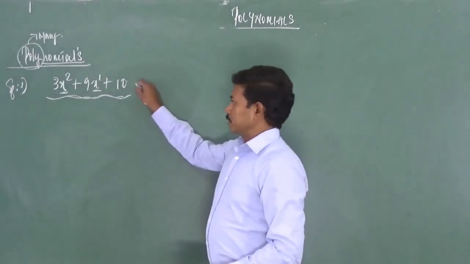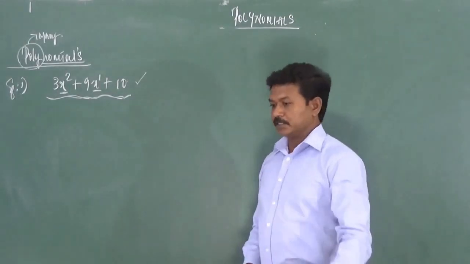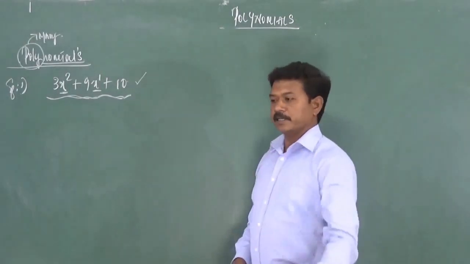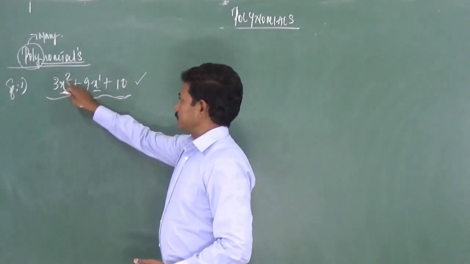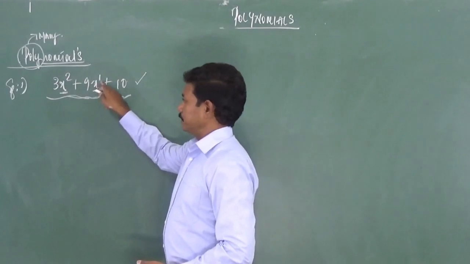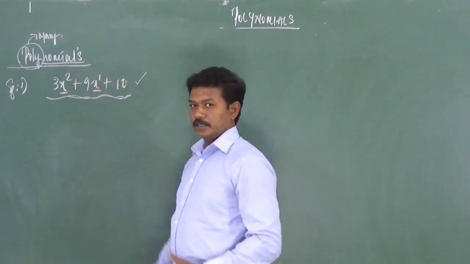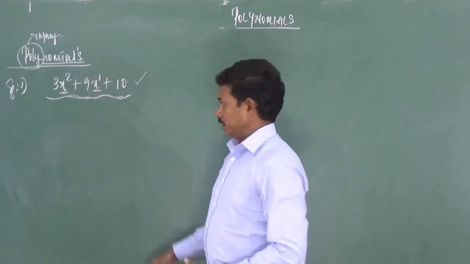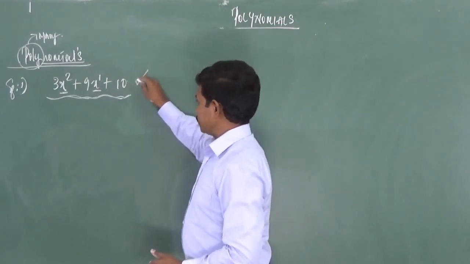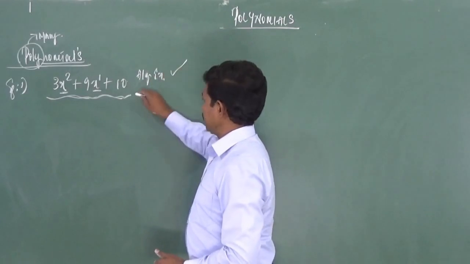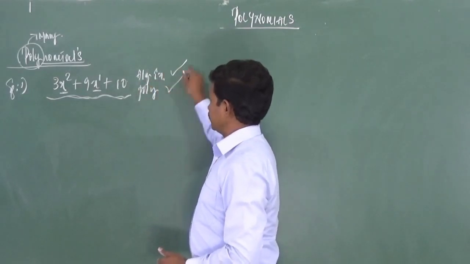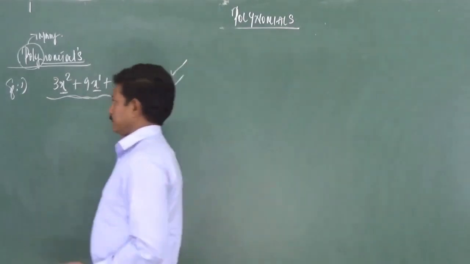So, can I call this a polynomial now? Yes, it is an algebraic expression as well as it is a polynomial, because the power of the variable here is plus 2 and the power of the variable here is plus 1. So therefore, as they are whole numbers, this is an algebraic expression, right? Also it is a polynomial, right? We'll go with example 2.